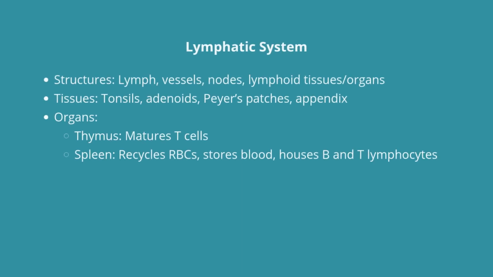The lymphatic system, which supports immune function, includes lymph fluid, vessels, nodes, and organs like the thymus and spleen. The thymus matures T cells, while the spleen recycles old red blood cells and stores blood and immune cells.